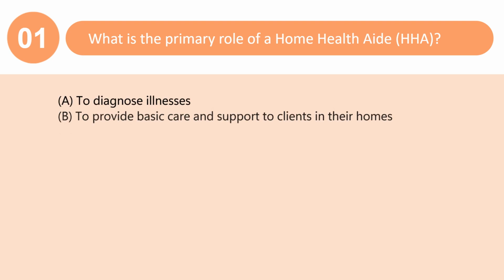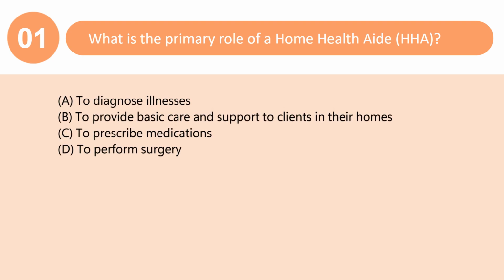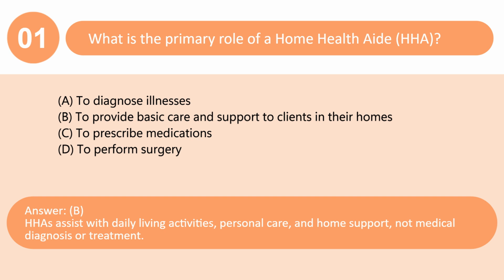What is the primary role of a home health aide, HHA? A. To diagnose illnesses. B. To provide basic care and support to clients in their homes. C. To prescribe medications. D. To perform surgery. Answer, B. HHAs assist with daily living activities, personal care, and home support, not medical diagnosis or treatment.